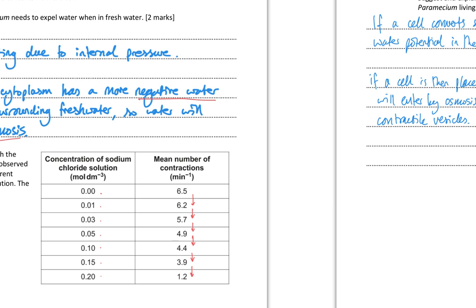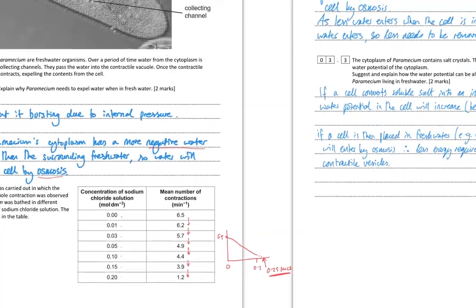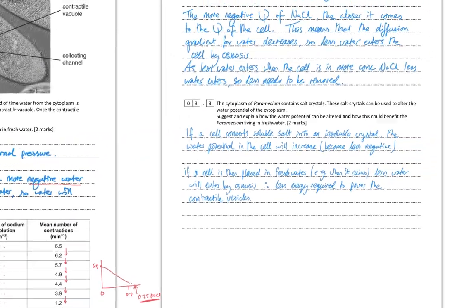I could plot a graph of this, and so I've got my sodium chloride concentration from 0, there's 0.2, and then I've got my mean number of contractions. It started at 6.5. It's decreasing. I could then extrapolate to here and get, all right, well, 0.25 NaCl gives me the same water potential as what's in the cell. If that was the case, it wouldn't have to do any contractions, because no water would move in, because no osmosis would be occurring.